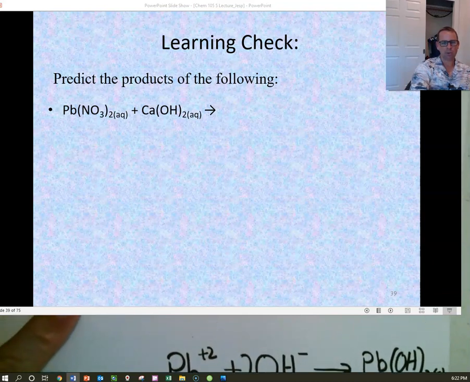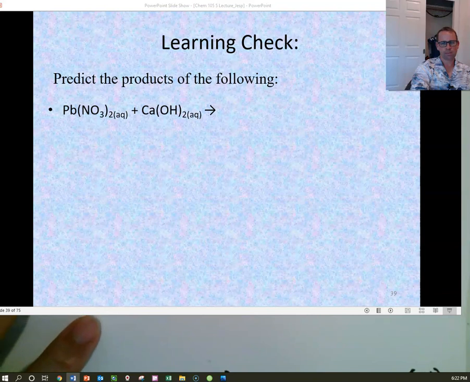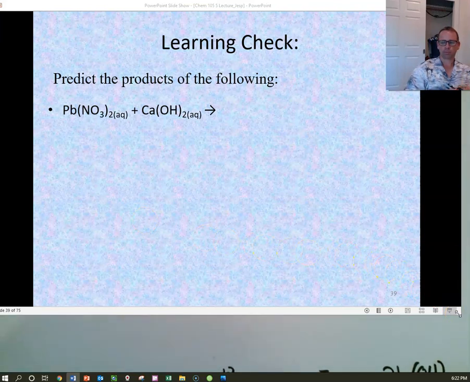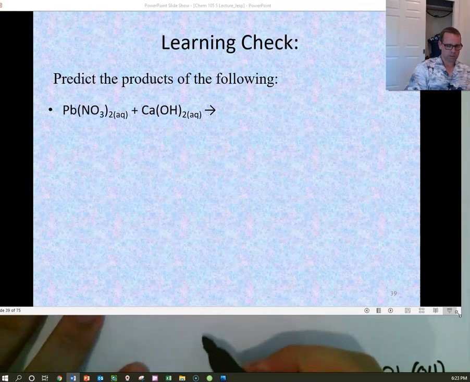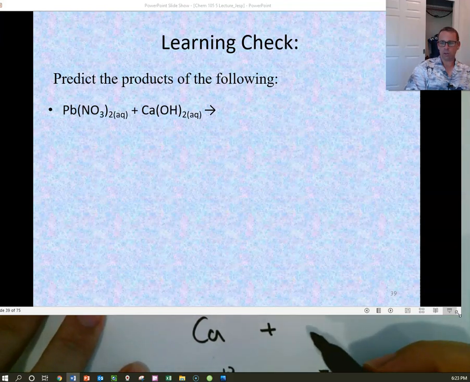Now, can we predict what the other product will be? I was under the impression that the other products might just be the spectators. They might be, but we don't know until we predict them. Okay, so it would be calcium, and then NO3, nitrate.